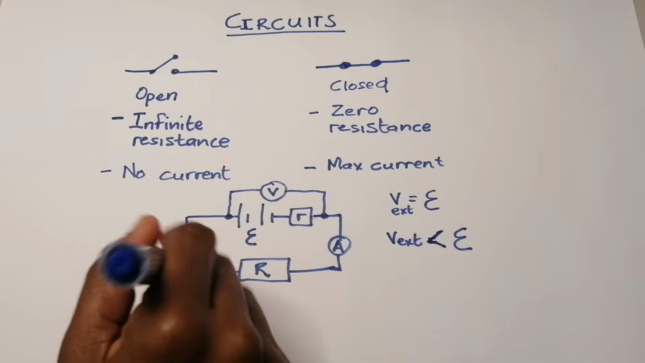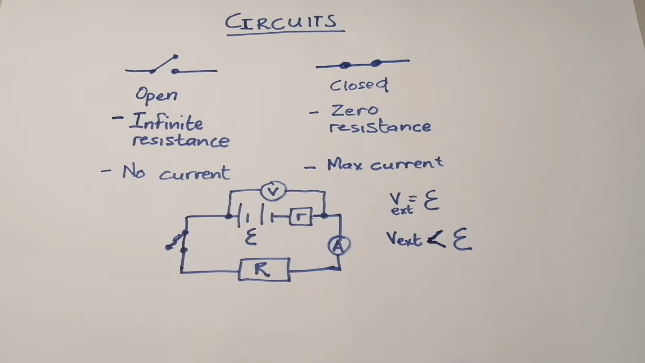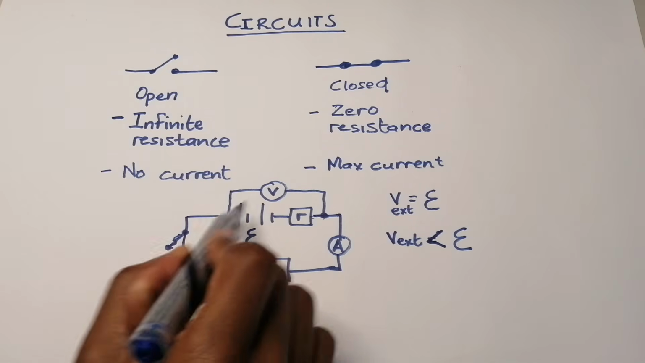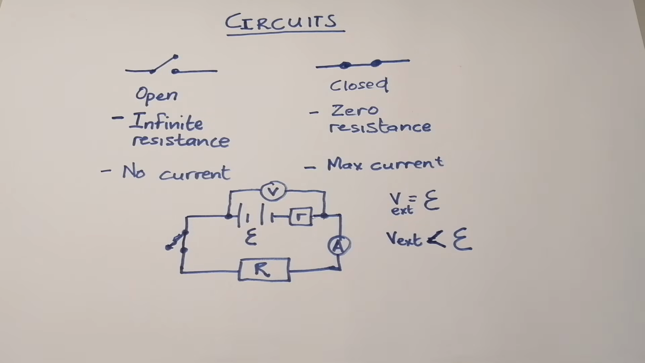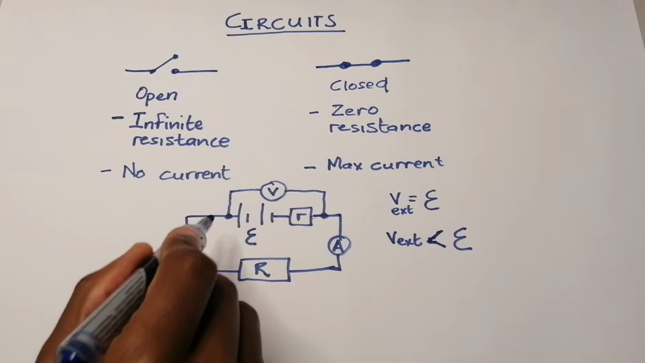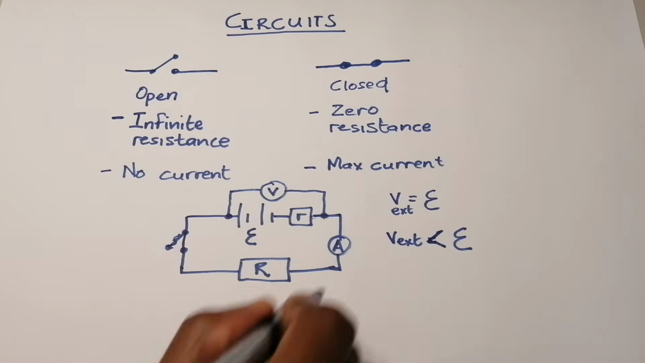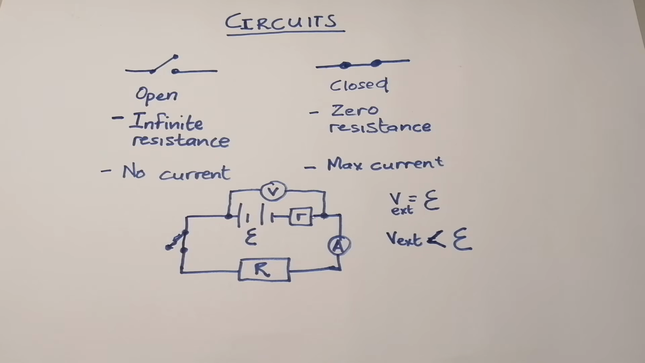So the moment that I close the switch, it means that my V external will be less than the EMF. And as a result, remember, your EMF does not change. That's your maximum energy per unit coulomb of charge across the battery. But in this case, it means that now the voltage to your external circuit begins to change.